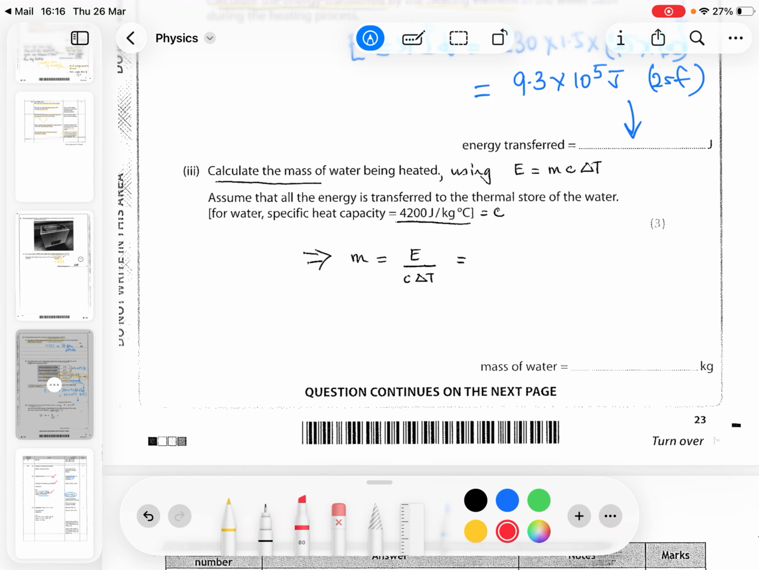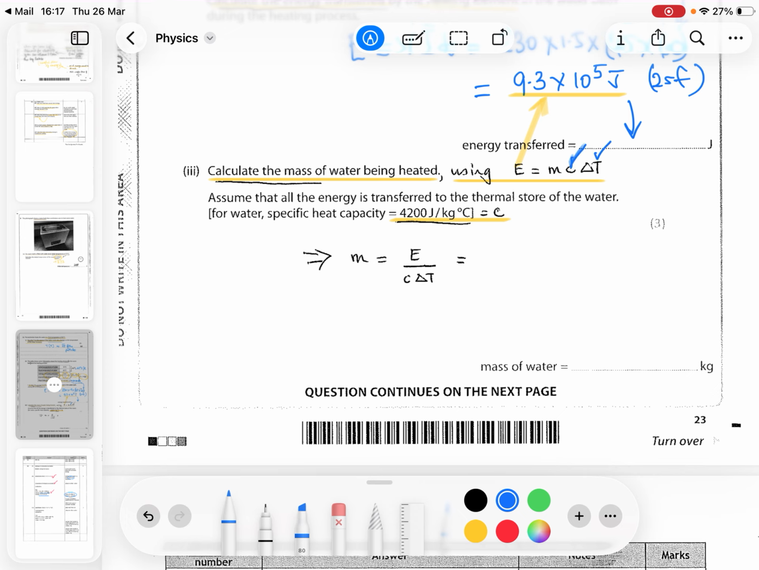Now, the next bit, it says calculate the mass of the water being heated. You've got to use this equation because it's specific heat capacity. So the water is being used. This energy is from there. So we know the energy. We know the specific heat capacity is given to us. It's always about 4,200. We know the value for the specific heat capacity, and we know the temperature rise.